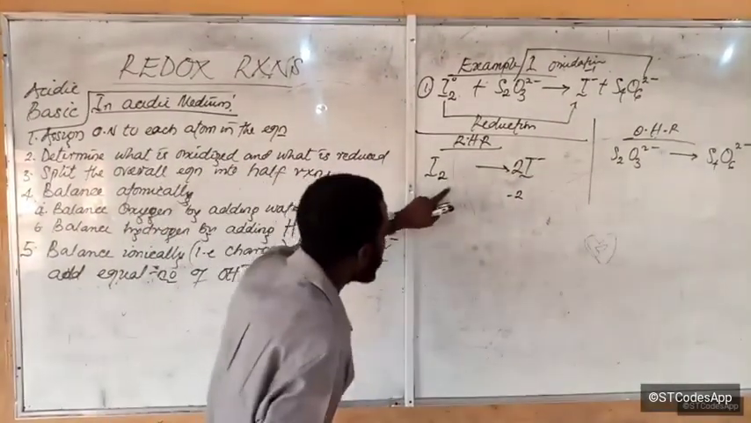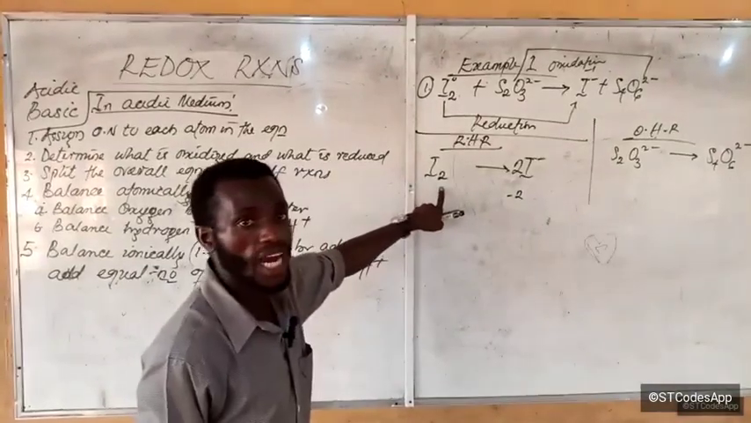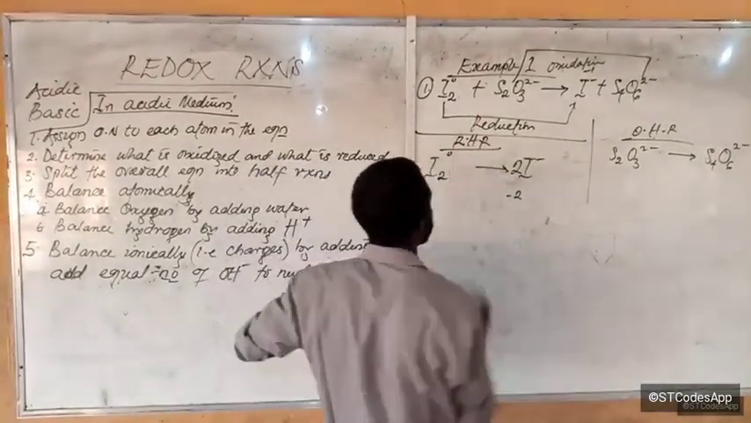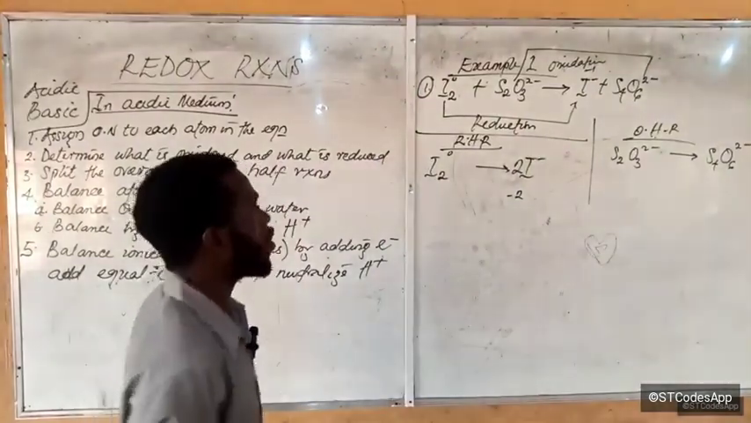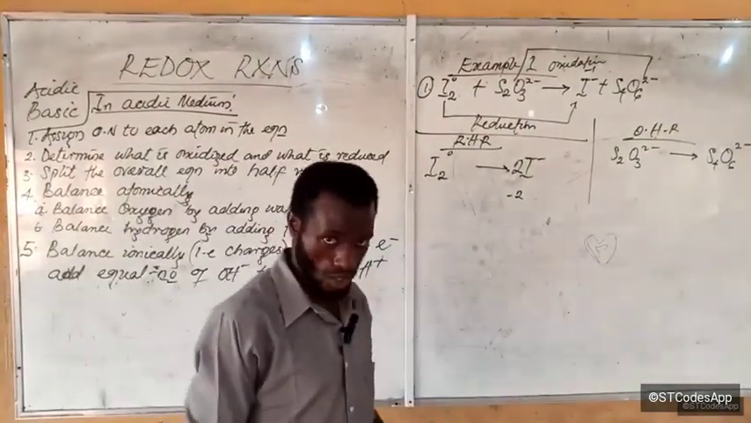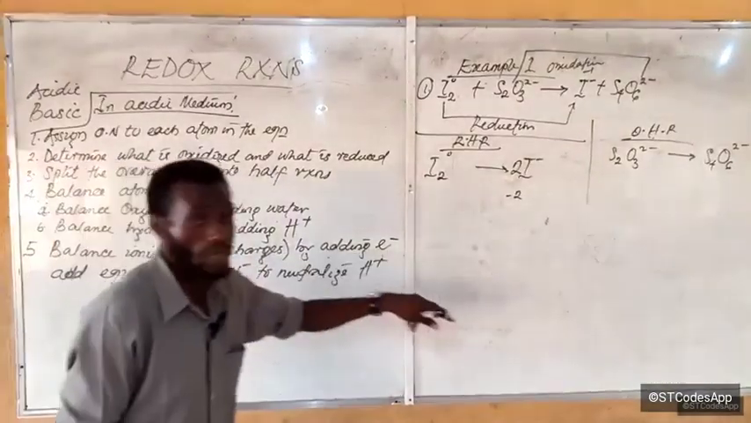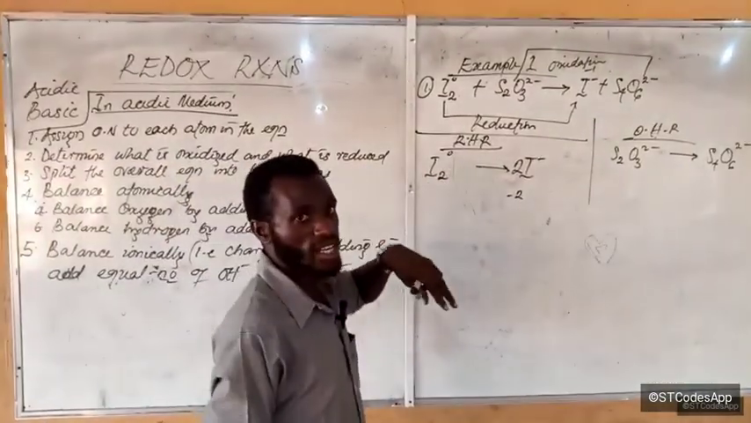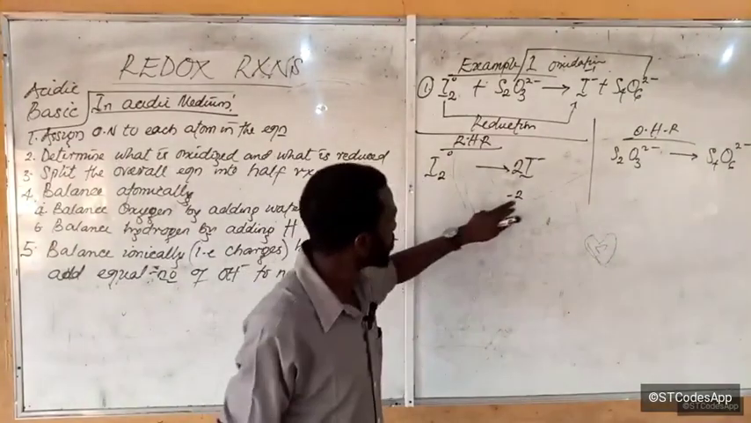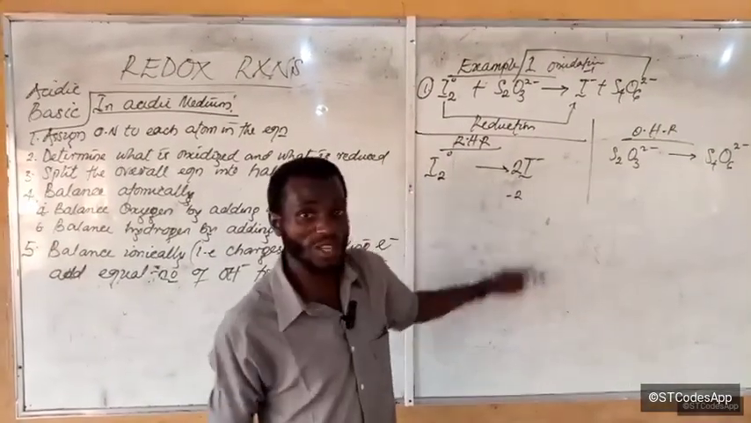So how do we make it equal here? Because the total charge is what? 0. And here we already have -2. So what do we do? We are going to add electrons. It says we should add what? Electrons. So by adding electrons, we are going to balance. But how many electrons do we have? We are going to be adding 2 electrons because electron is negative.